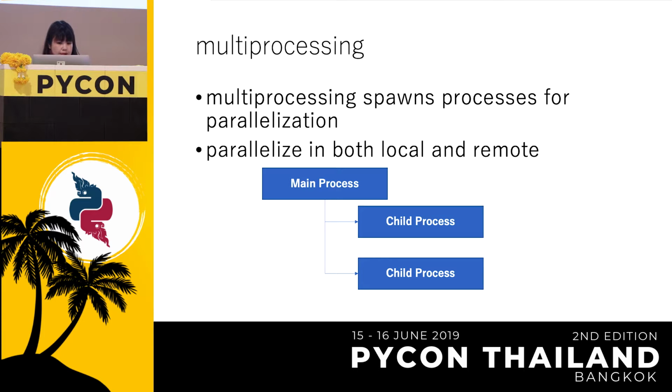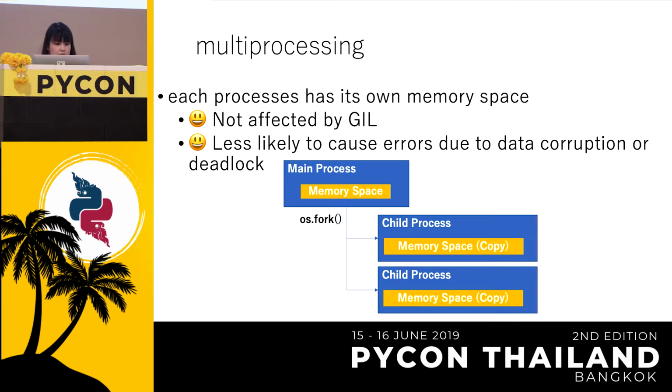Multiprocessing spawns processes for parallelization. So how does multiprocessing divide one process into sub-processes? Each process has its own memory space. So this is a merit. Multiprocessing isn't affected by the GIL. And multiprocessing is less likely to cause errors due to memory corruption or deadlock.